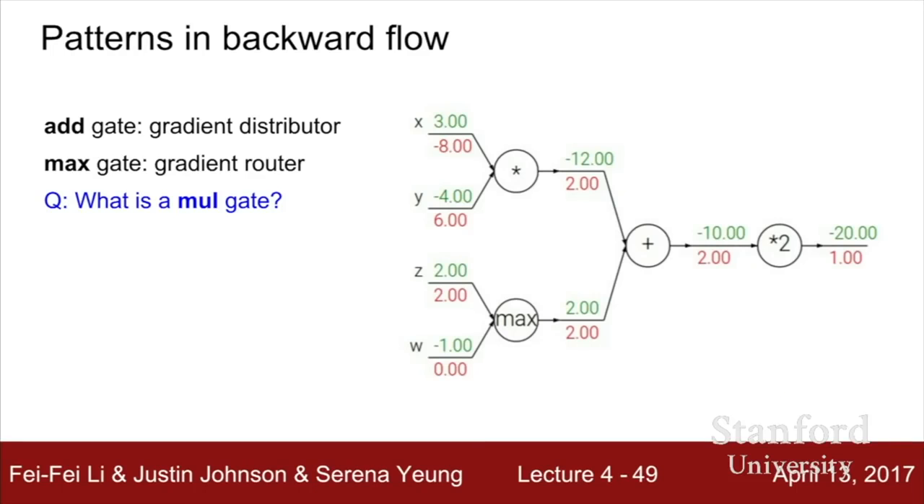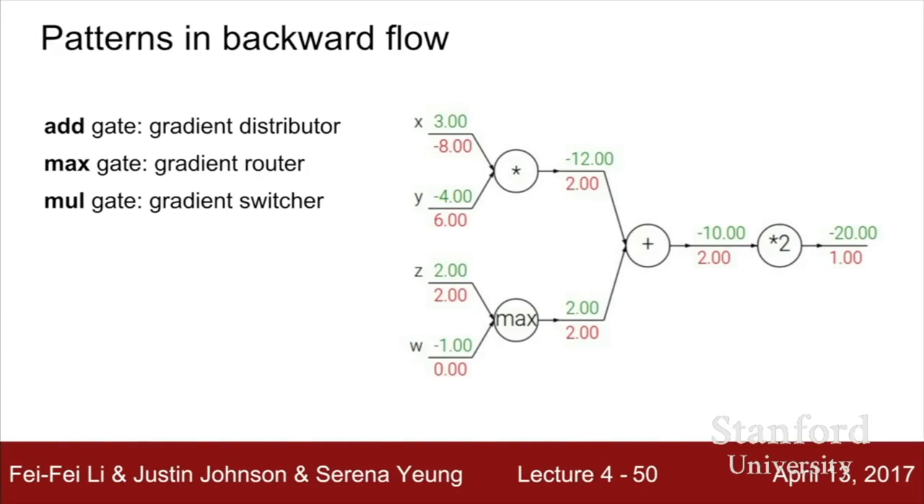Okay, and another one: what's a multiplication gate, which we saw earlier? Is there any interpretation of this? The answer that was given is that the local gradient is basically just the value of the other variable. Yeah, that's exactly right. So we can think of this as a gradient switcher, and I guess a scaler, where we take the upstream gradient and we scale it by the value of the other branch.